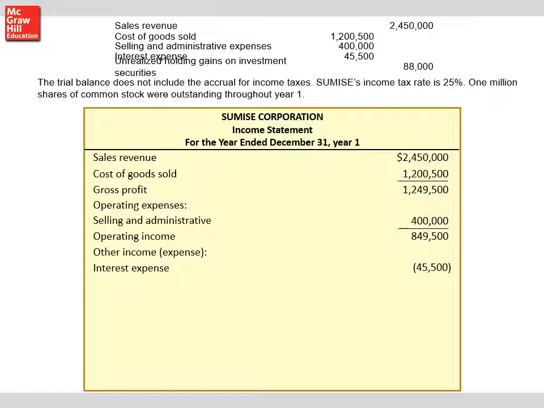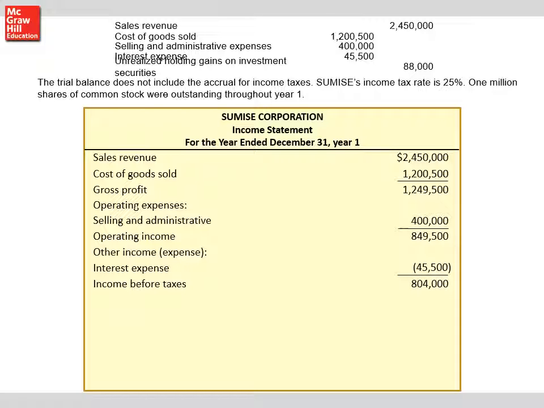Interest expense is your only item. The assumption is that the unrealized holding gains on investment securities are from an available for sale security. Unrealized holding gains and losses on investment securities from available for sale are not reported on the income statement. They are reported as other comprehensive income.